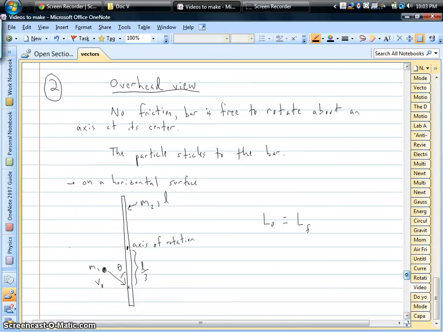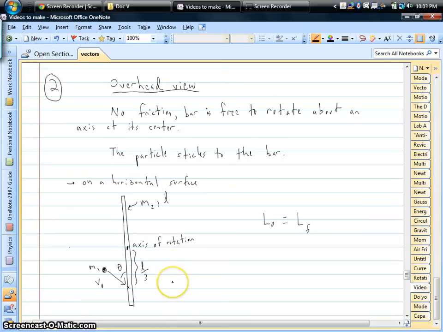Okay, now here's a second one where again you have a mass coming in at some angle. This is meant to be on a horizontal surface, so we're looking at an overhead view again. Now this bar is nailed down right in the center. That's the axis of rotation for the bar. And it's free to rotate around that. There's no friction, okay, so no external torques are going to be acting on this.